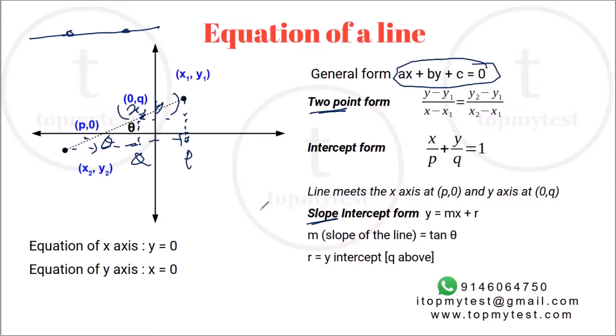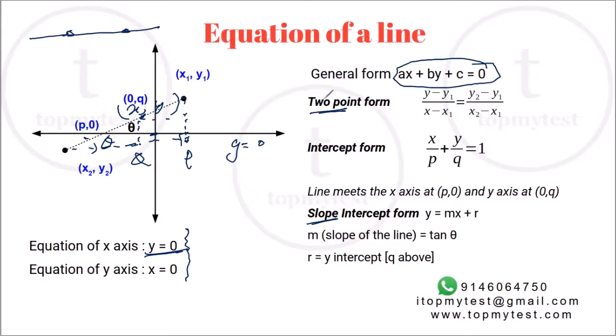Now there are 2 additional special lines which you should be familiar with. One is basically the x-axis, which in itself is a line. Now on the x-axis, any point on this line will have the y coordinate as 0. So the equation of the x-axis is simply y is equal to 0, and similarly the equation of the y-axis will be x is equal to 0.